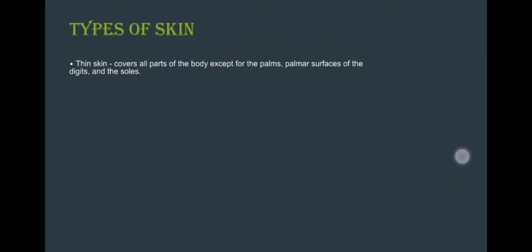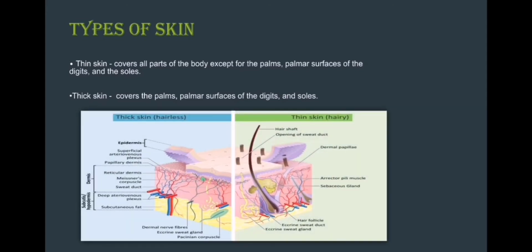There are two types of skin, the thin skin and the thick skin. So let's tackle about thin skin. Thin skin cover all parts of the body except the palmar surface of the digit and soles. Sometimes called thinning skin or fragile skin, develop an appearance like tissues, paper.